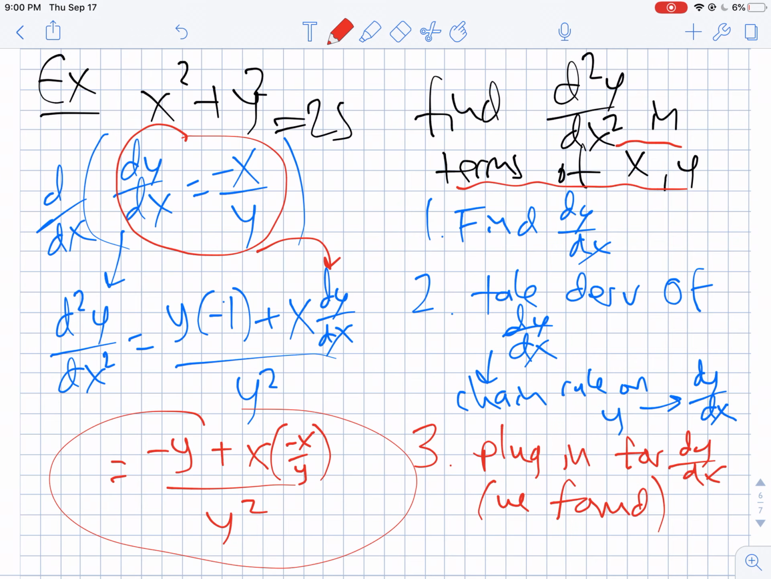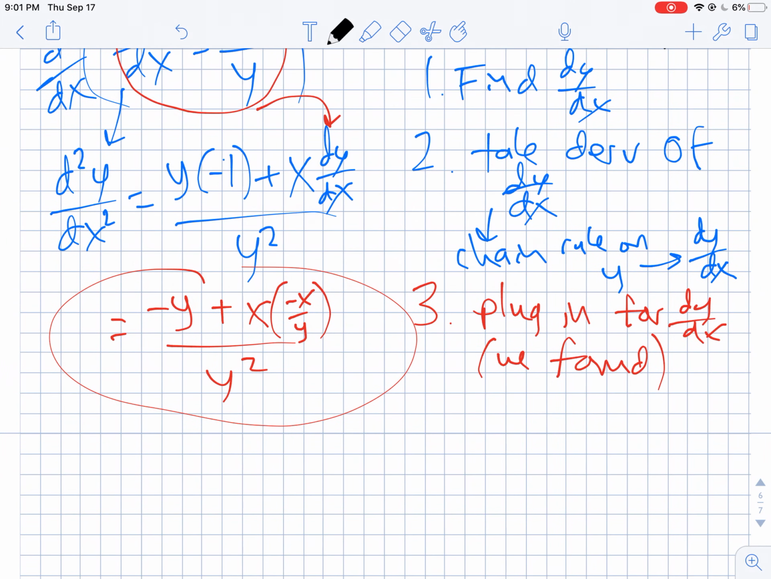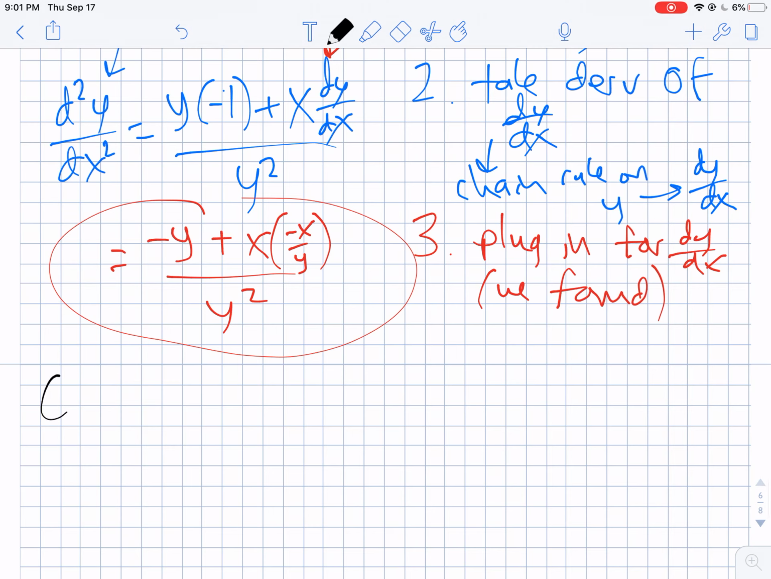Okay. Now, is this a little ugly? Sure. But that's what we need to do. We need to find the first derivative, then take the second derivative of that, and then plug in. Let's do one more. If you feel good about that one, you can move on. But this one's going to be a little nastier, so you might want to take a gander.